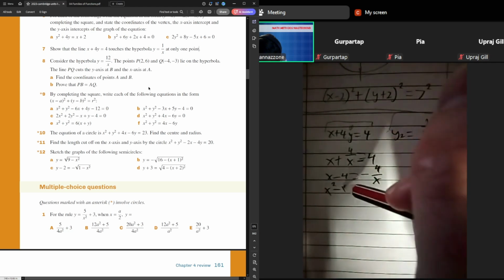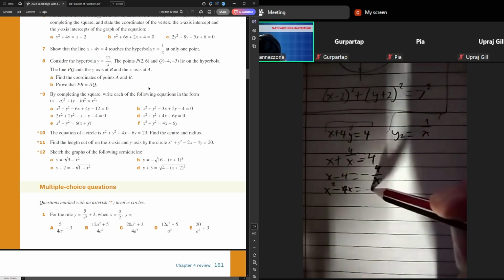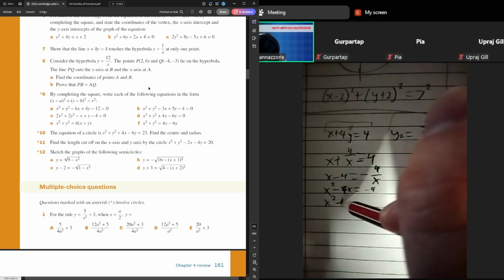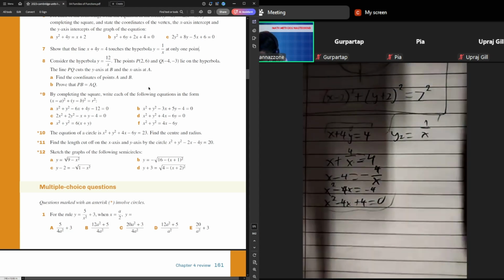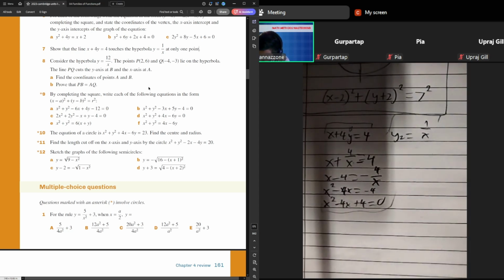So multiply everything by x. x squared minus 4x equals minus 4. x squared minus 4x plus 4 equals 0. And you've got whatever method you want at this point. You could do factorization, which would be the best way, because it's just -2 and -2. You could do the quadratic formula. You could do completing the square and then rearrange that, although, truth be told, that is just the longer way of doing the quadratic formula.